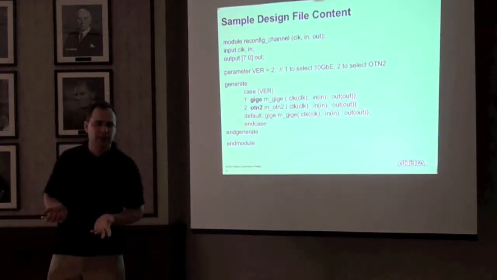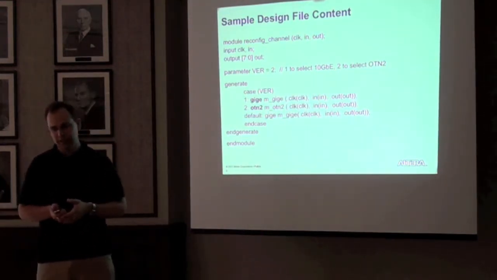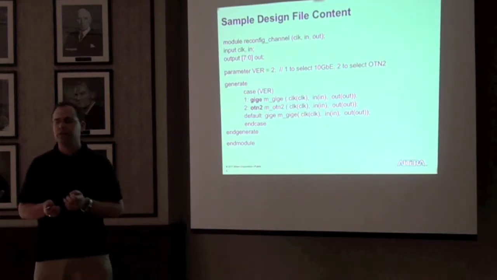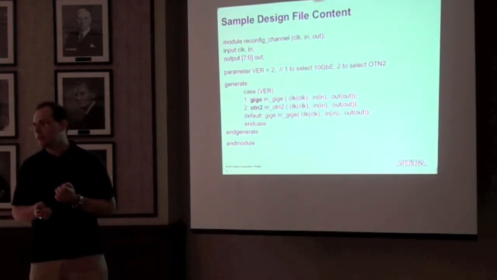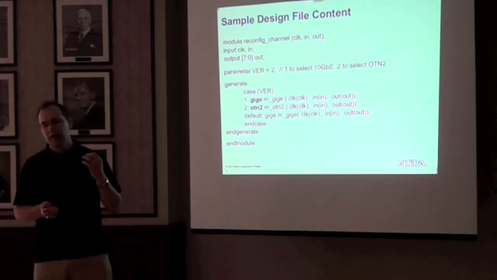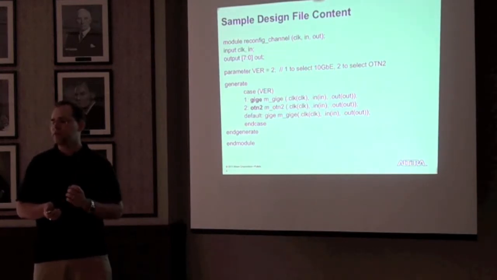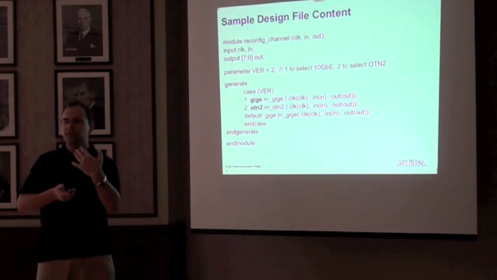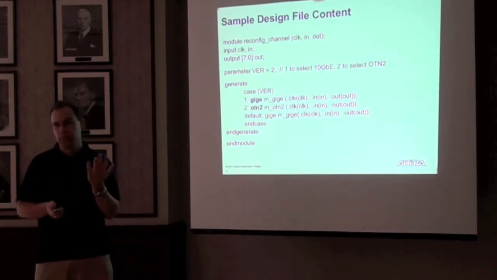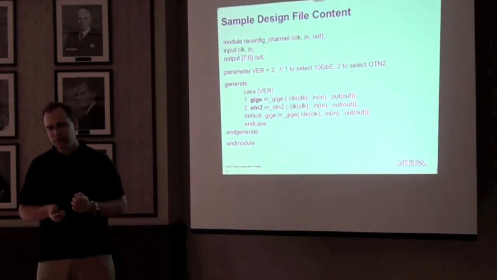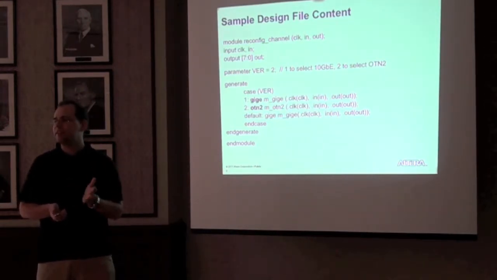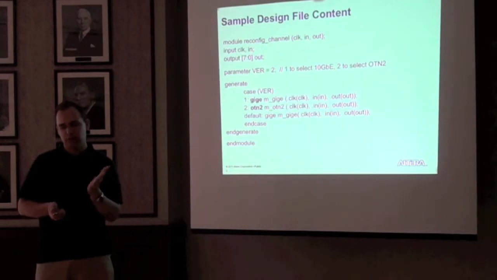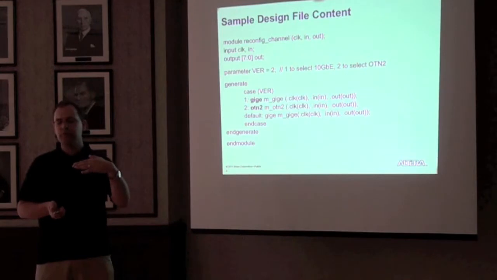So what will the HDL look like to facilitate this process? This is just a sample. This is not the only way to achieve partial reconfiguration in Altera devices, but it is fairly slick and the technique we recommend. In the block diagram on the previous slide, we had a 10 gigabit Ethernet block and an OTN2 block that was being selected via PR command. So in this case, you have a module definition with a fixed set of inputs and outputs. You have a parameter that controls whether a 10 gigabit Ethernet or OTN2 is selected, and you pretty much make a case statement.